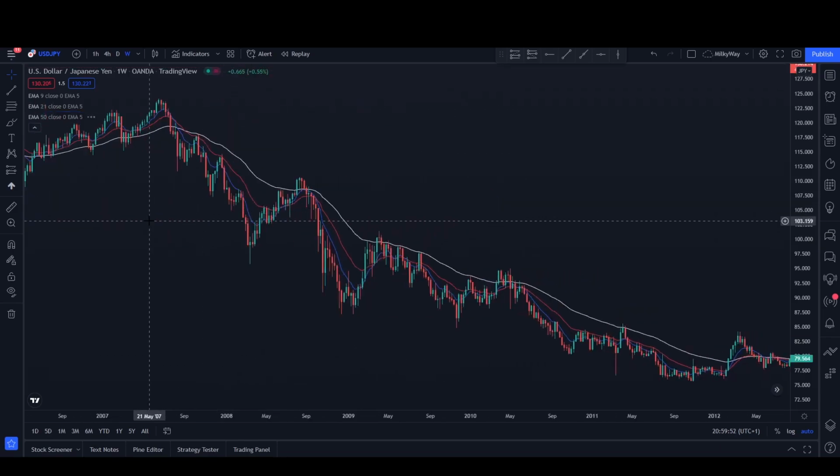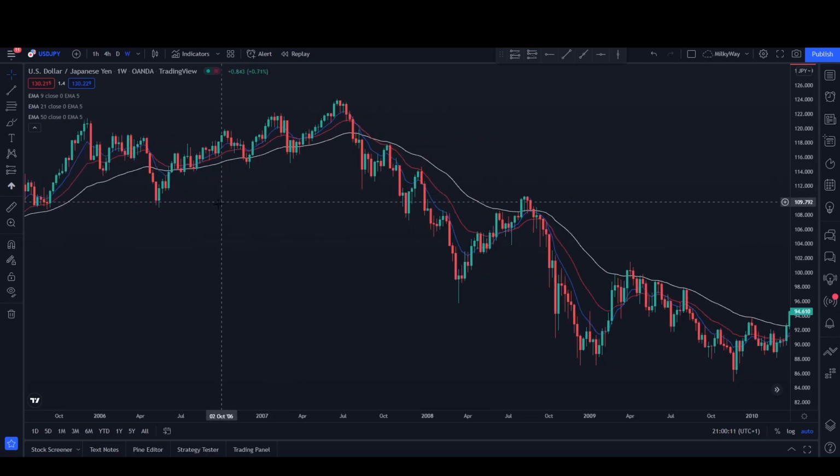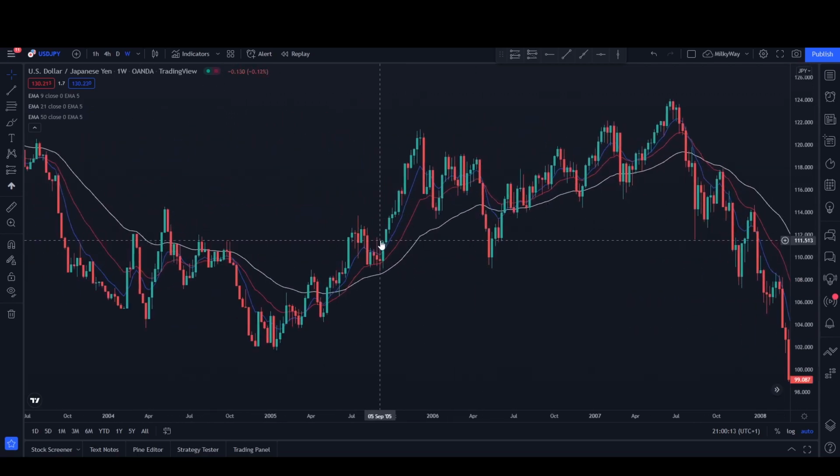Alright, so here you can see. We go long when the blue and the red lines are above the white line, the blue line is above the red line, and the price crosses from below the blue line. So essentially we would go long right here.